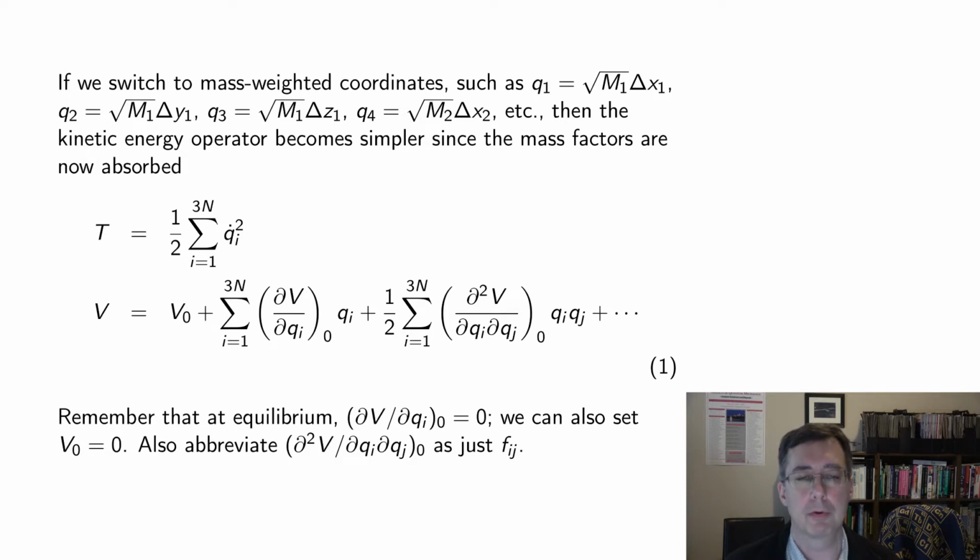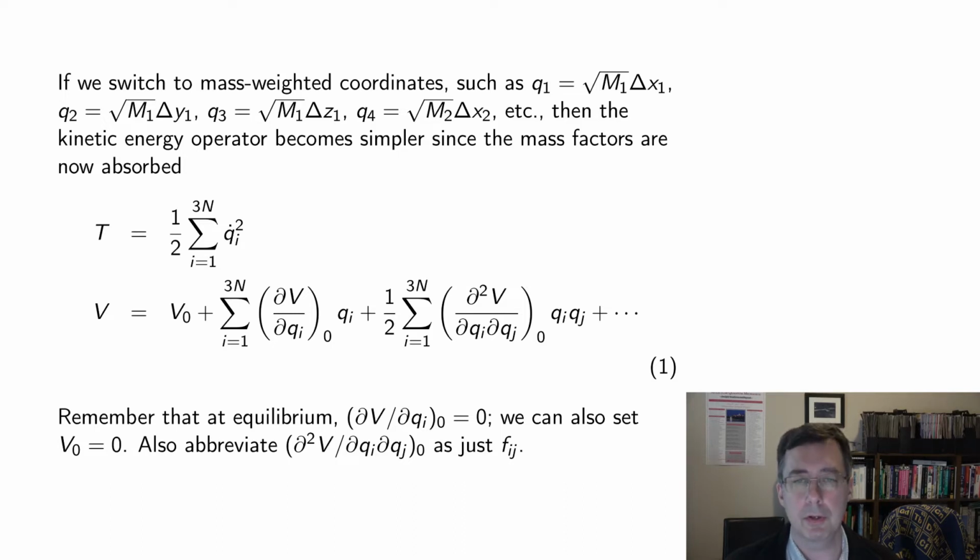1/2 the sum over all these mass-weighted coordinates, q_i dot squared, where the dot means a time derivative. So those are the velocities in the mass-weighted coordinates. And now I don't need an m because it's been sucked up into the q coordinates.